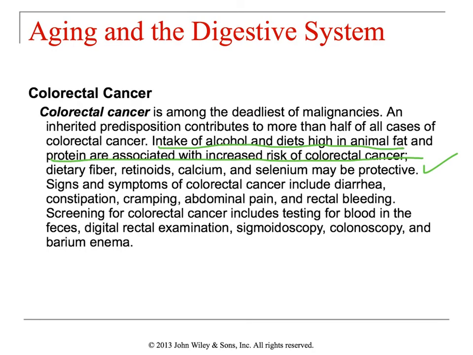Colon and rectal cancer symptoms can include diarrhea, constipation, cramping, pain, rectal bleeding. So they'll look for blood in the feces to screen for it. They'll do a colonoscopy or a sigmoidoscopy. Might use a barium enema so that they can see things more clearly.